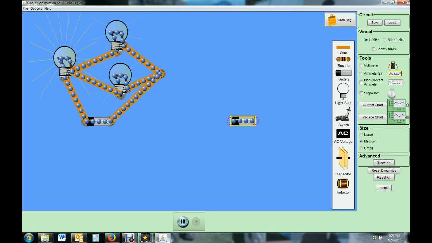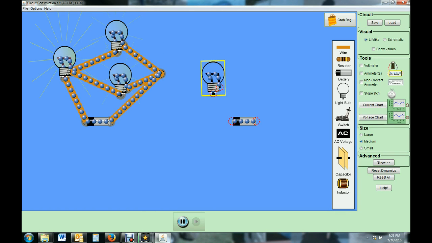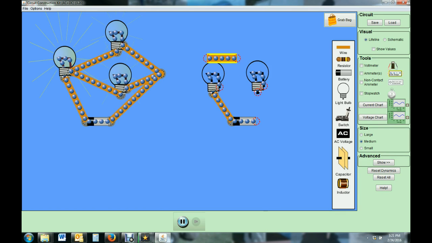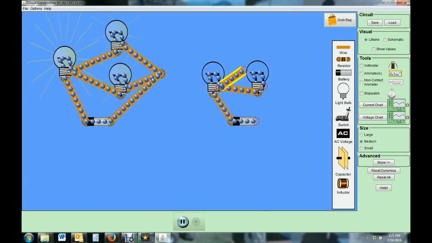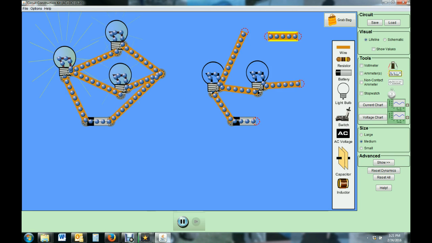The comparison circuit is similar. Out of the battery into a bulb, out of the bulb into another light bulb. But also to something that isn't open. So I'm going to represent that open just with wires. The open and the second bulb connect together.